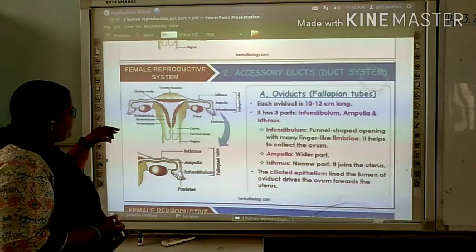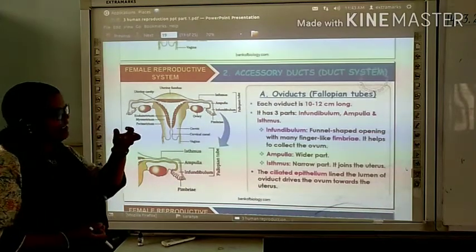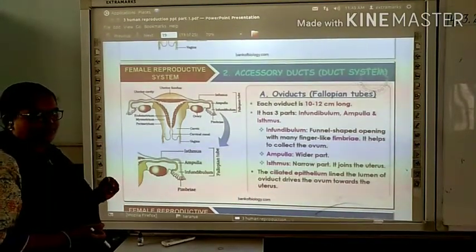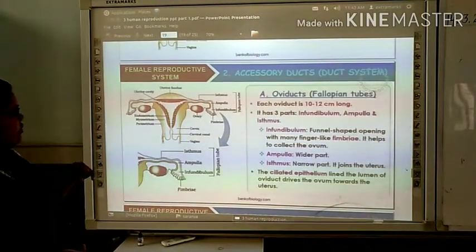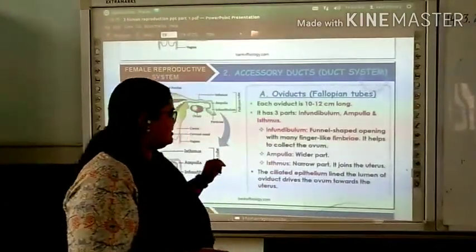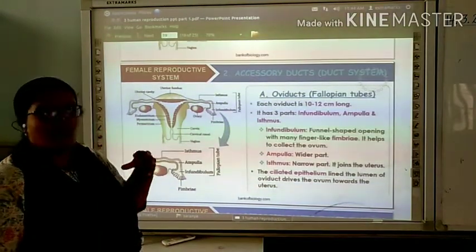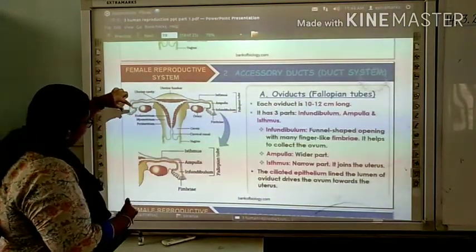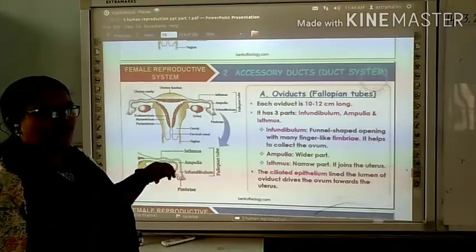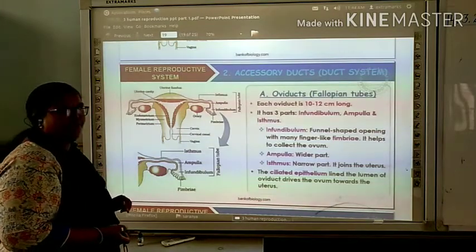At the tip of the infundibulum, you can see the finger-like projections, which are called the fimbriae. So here, one by one we will go: infundibulum, ampulla, and isthmus. We are going for the infundibulum. What is it? This is the funnel-shaped opening, with many finger-like projections, and these finger-like projections are called fimbriae.